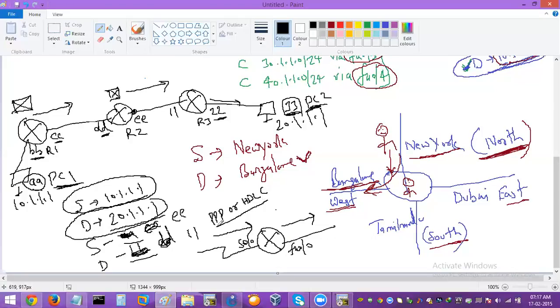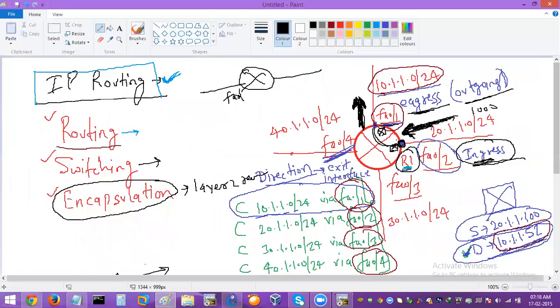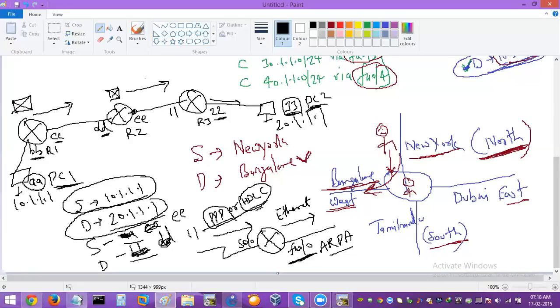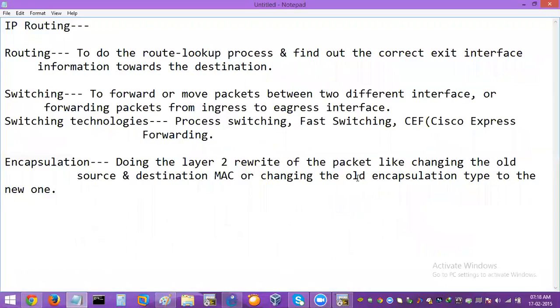Now can that packet with encapsulation type PPP or SDLC be forwarded on a FastEthernet 0/0 interface where you use encapsulation type ARPA? Never, right? We have to remove this SDLC header and trailer or PPP header and trailer, and we have to put what? Ethernet header and trailer. Then only that packet will be able to travel on this FastEthernet segment. This changing of layer 2, changing the old encapsulation type to the new one, is also called encapsulation.